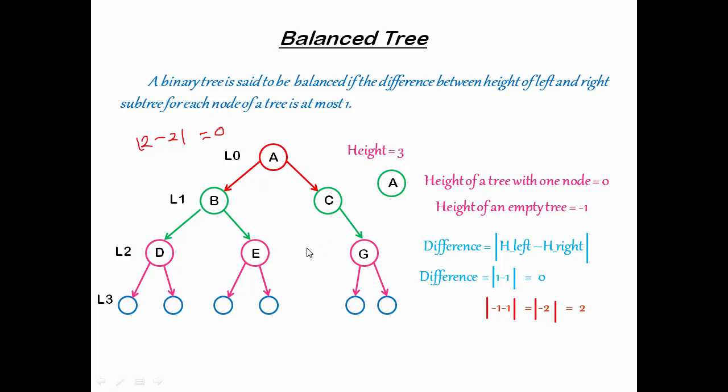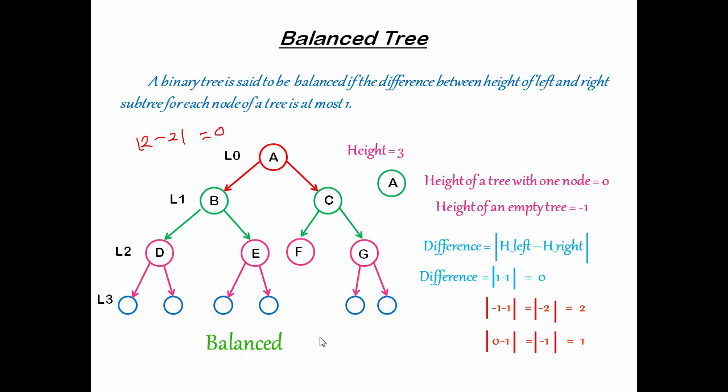Let's add here a node as left subtree. Now the height of left subtree is 0 and the height of right subtree is 1. So 0 minus 1 is equal to minus 1, and we take here the absolute value, which is 1. So now it is a balanced tree.